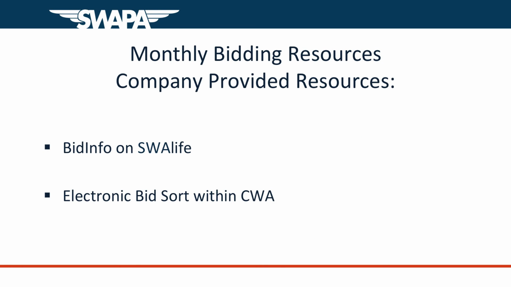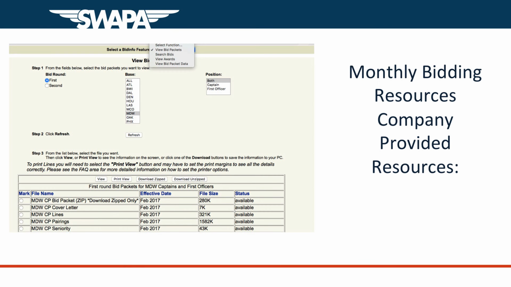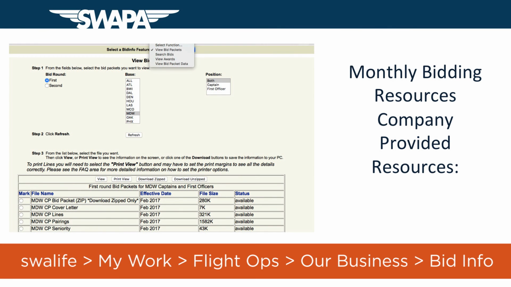Now that we've covered some very basic items, let's move on to some items that are going to help you with your monthly bid. First, let's look at some resources provided by the company. Bid info is a bit hard to find in SwaLife, which is why we suggest adding its shortcut to the SwaLife toolbar. Or you can find it at SwaLife, My Work, Flight Ops, Our Business, Bid Info.